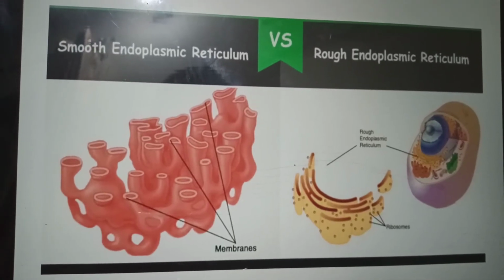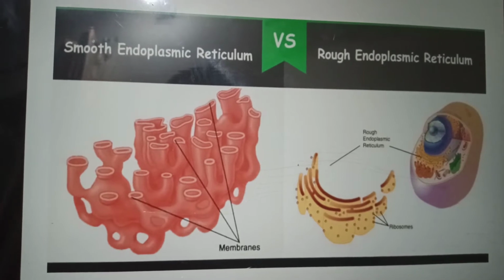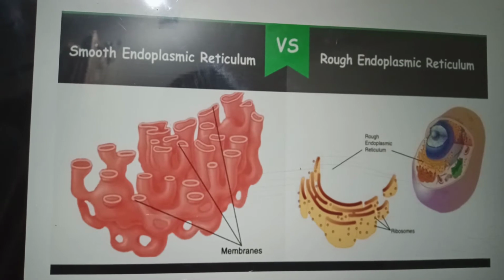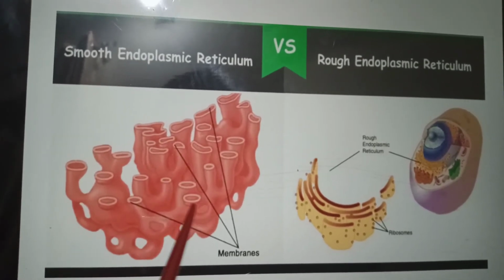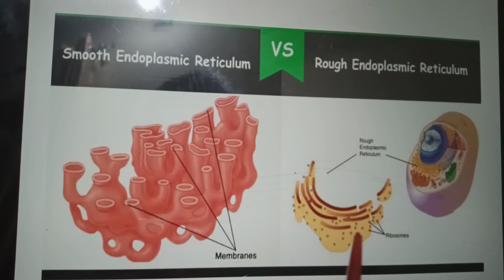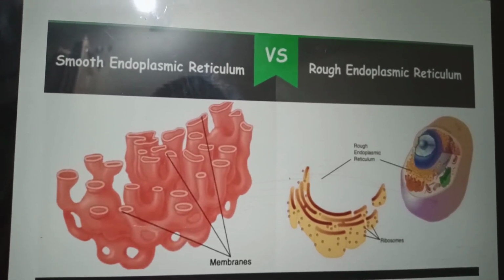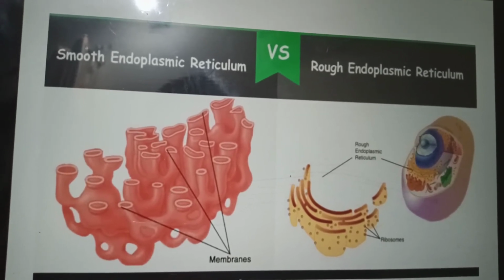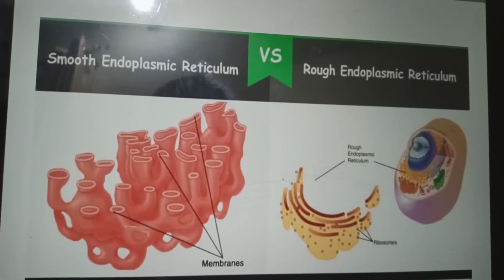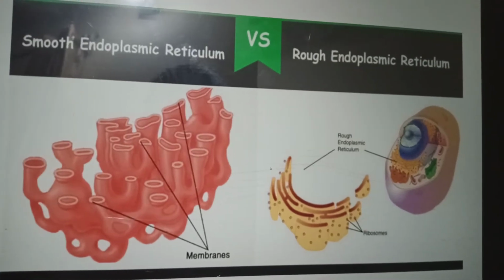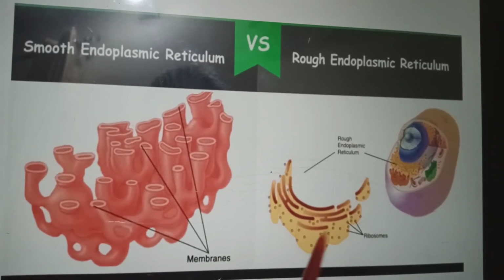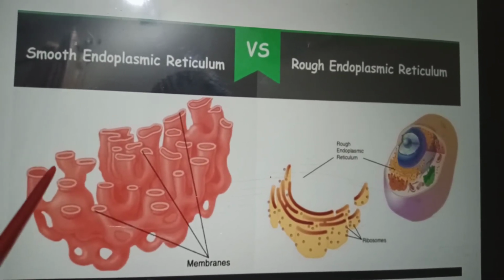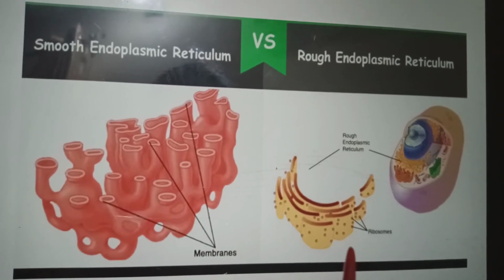The next one is endoplasmic reticulum. Endoplasmic reticulum is a network of interconnected channels. These are the channels. Here are also the channels that extend from the cell membrane to the nuclear envelope. The network of these channels exists in two forms: smooth endoplasmic reticulum and rough endoplasmic reticulum.